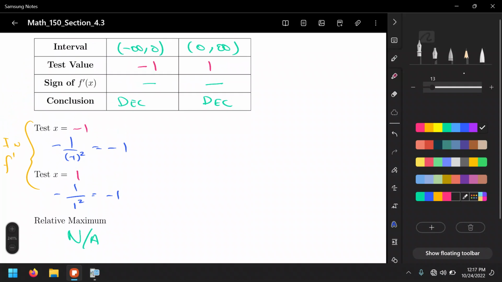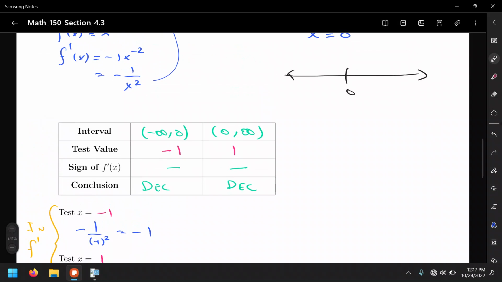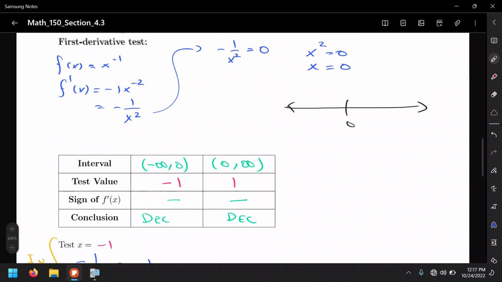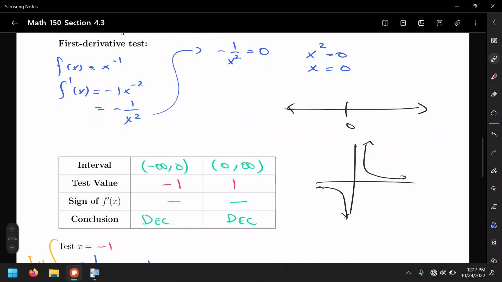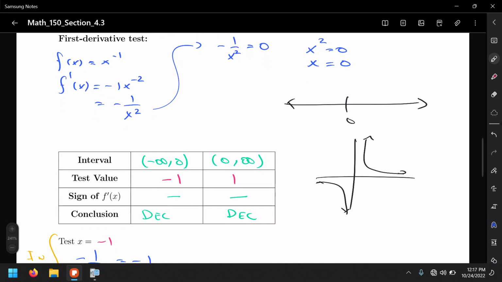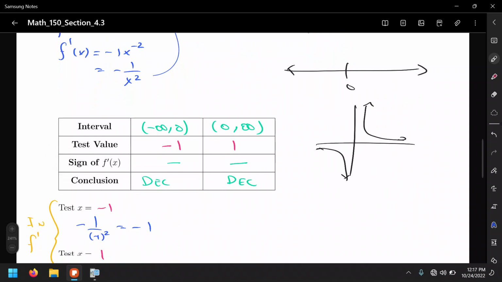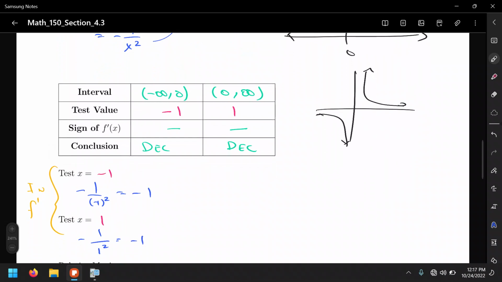Well, can we verify this using the graph? Of course. I'm not going to go to the graphing calculator because I think this one is an easy one to graph. That's 1/x. That's just this graph, isn't it? In this case, notice how this first tail of the graph is decreasing, and so is this, right? It's always decreasing. And this is confirmed analytically using the first derivative test. All right.